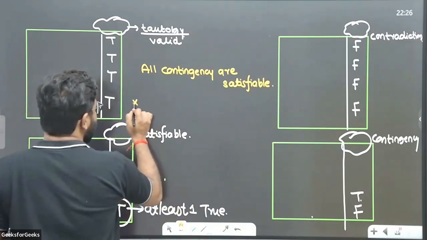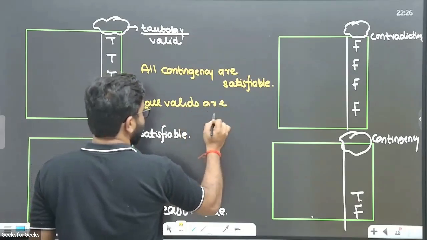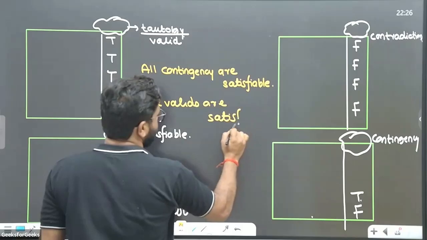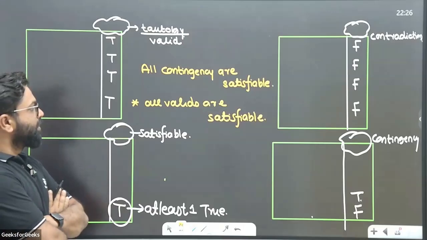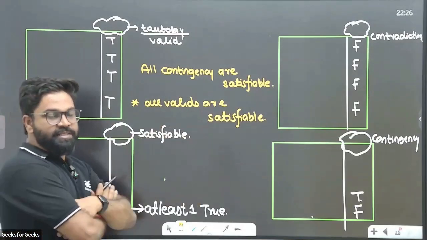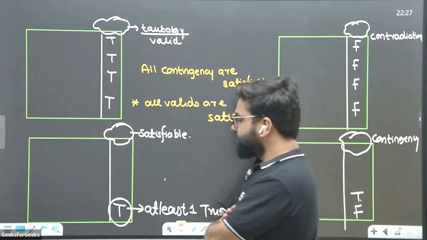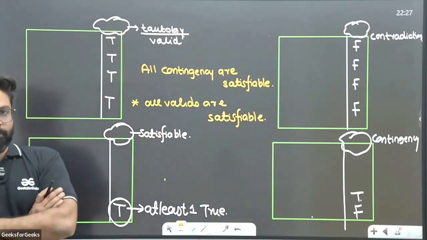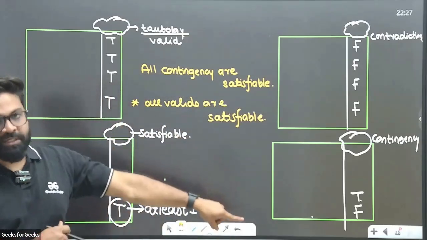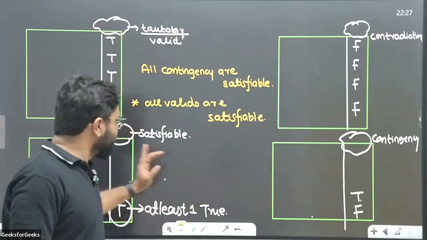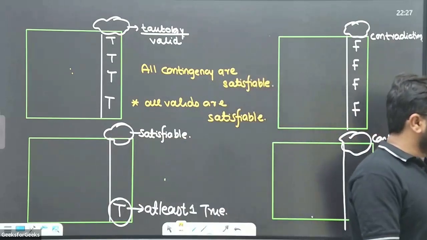Can I write all valids are satisfiable? All valids are satisfiable. This is true or false? True. So yes. Can I write all satisfiables are contingency? What is your opinion on this? No. False. All satisfiables are not contingency. All contingencies are satisfiable. All valids are also satisfiable. I hope that this slide is clear to each and everyone.